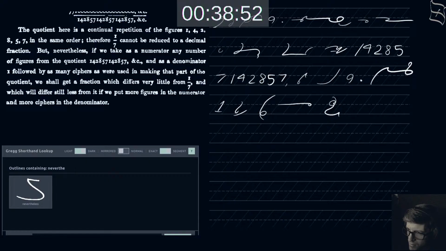as were used in making that part. Of the quotient. We shall get a fraction which differs very little.